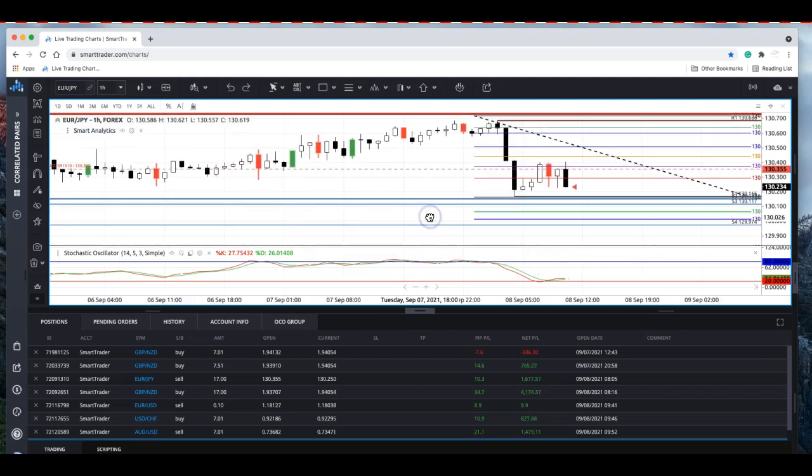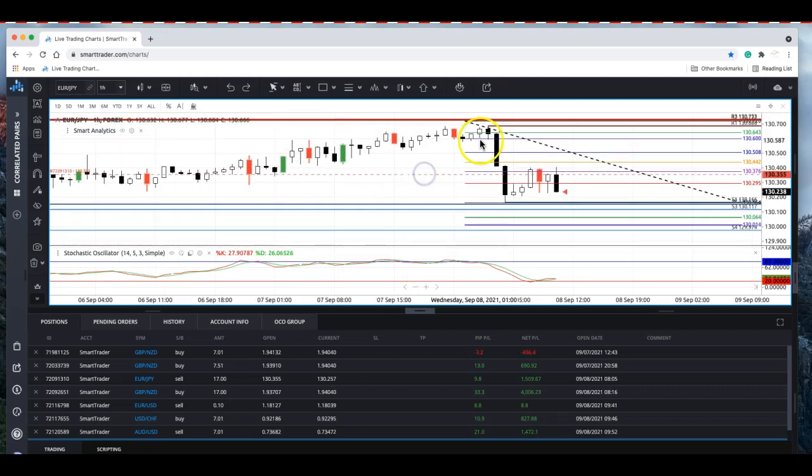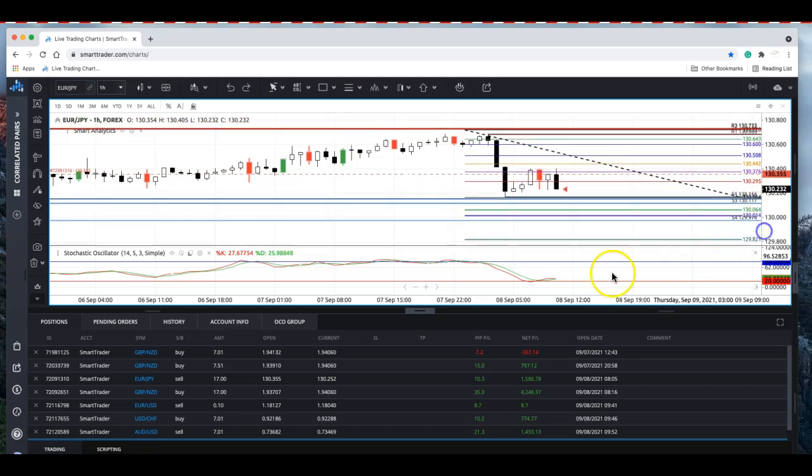I sent out this trade signal. There was a resistance at 130.69. There was a trade, came back down. There's the retracement. The retracement is complete. Now it's selling off, and I'm up 10 pips so far on this trade.